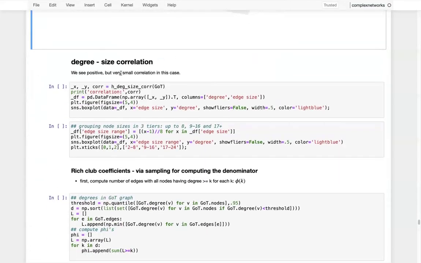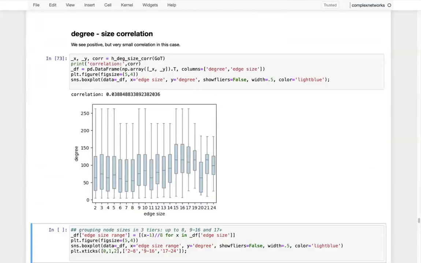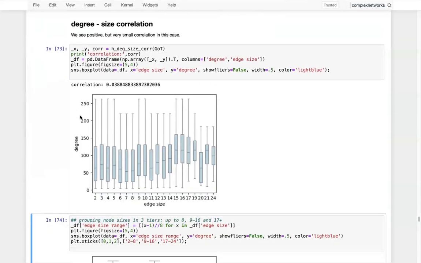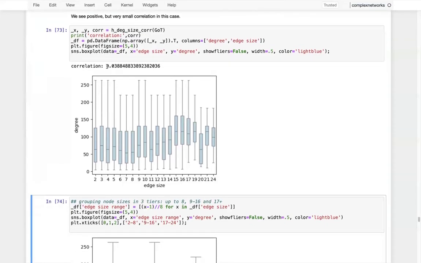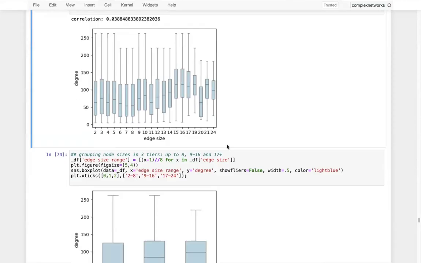Degree size correlation is also something that we address in the textbook, and we have a function to compute that. In this case, the correlation is positive, but just marginally positive. So there doesn't seem to be much difference in terms of the degree distribution, depending on the edge size. Maybe it's slightly higher here, but this one is lower. So, it's a bit difficult to have a strong conclusion.